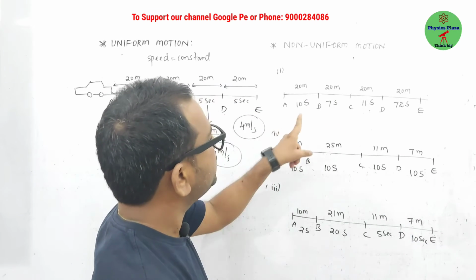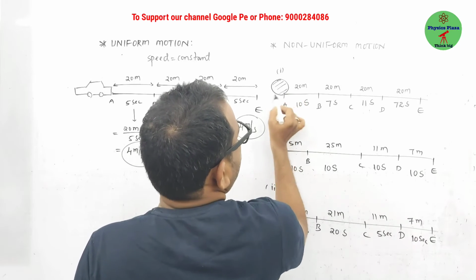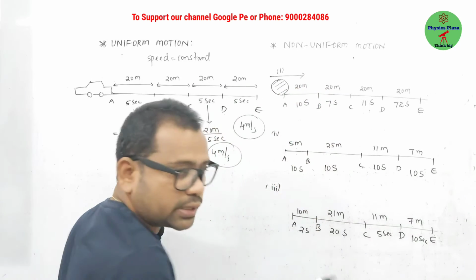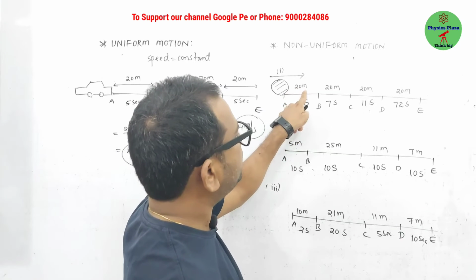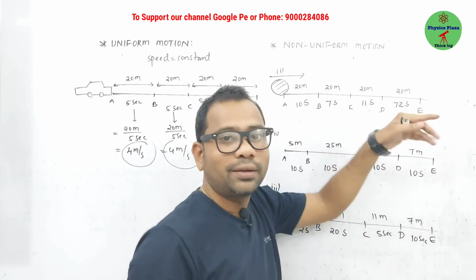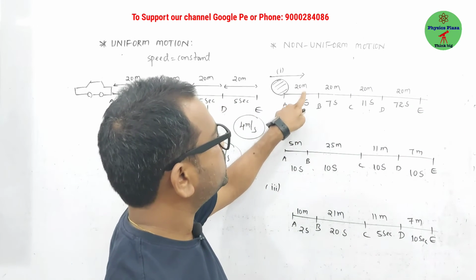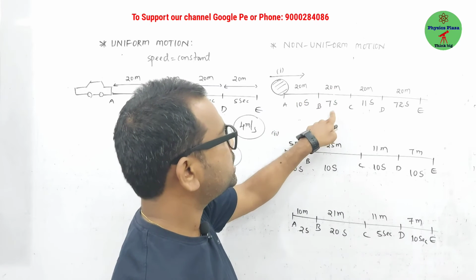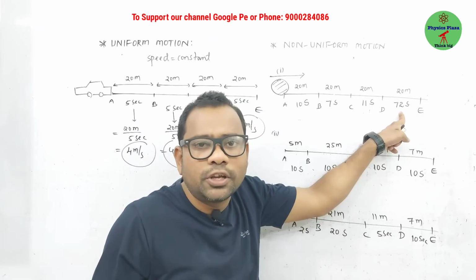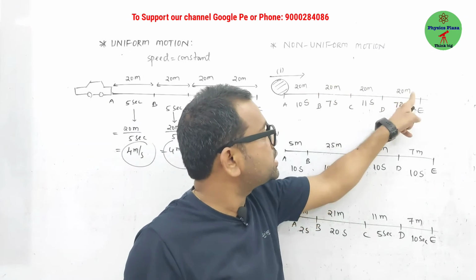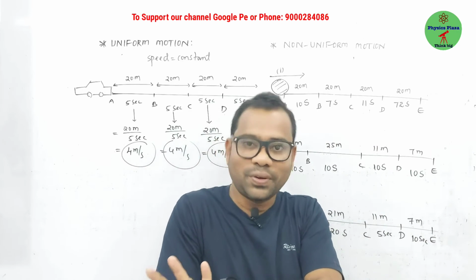In the first example, let us say that a body or ball or any object is going, in all the cases the same body, or different bodies. In the first example, this body is covering 20 meters, 20 meters, 20 meters, 20 meters, the same distance, but see the time. Here to cover 20 meters it is taking 10 seconds, 20 meters 7 seconds, 20 meters 11 seconds, 20 meters 72 seconds. So the body is covering equal distances but in unequal intervals of time. Okay, fine.